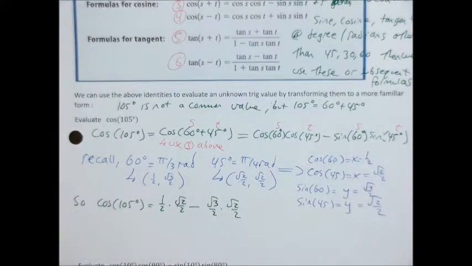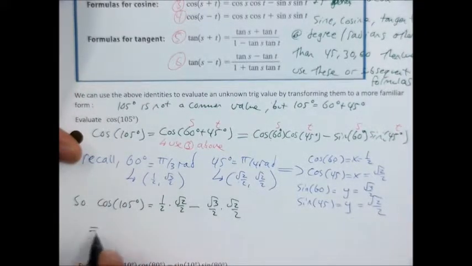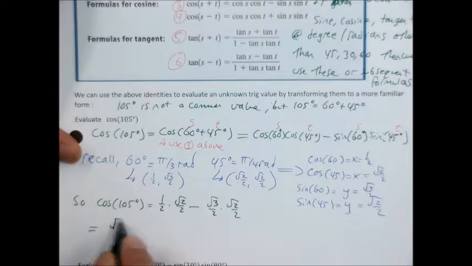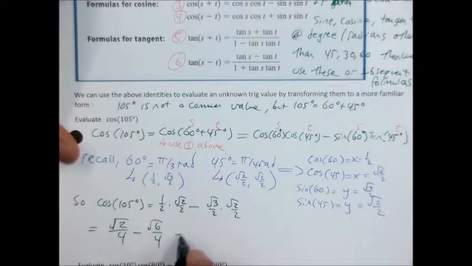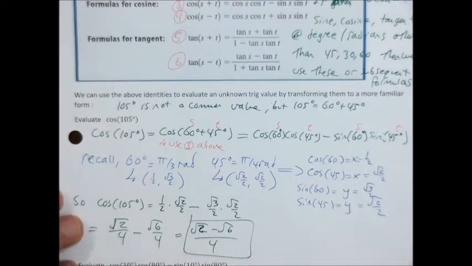Those are a bunch of numbers. That's like most of the way there. We could plug stuff into a calculator if we really wanted a decimal. We don't want a decimal in general though, so instead of doing a decimal answer, just simplify this. So this becomes root 2 over 4 minus root 6 over 4. We have a common denominator of 4 already, and so we just do the subtraction. And so that's what cosine of 105 is: root 2 minus root 6 over 4.